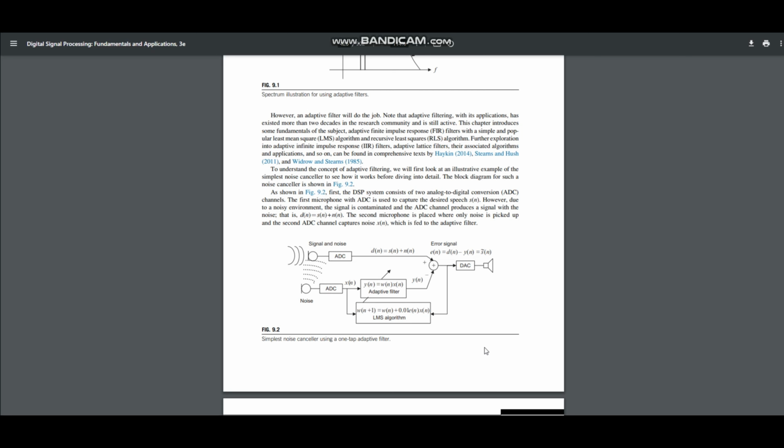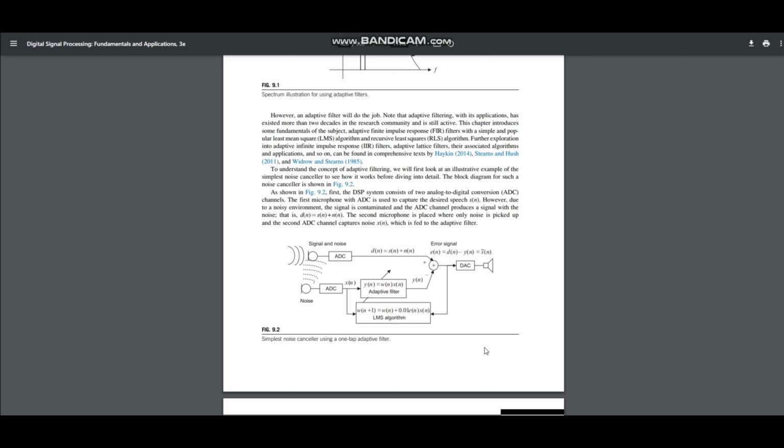Then we cancel out the noise. The noise estimate y of n is subtracted from the desired signal d of n to get the error signal. Then for the weight adaptation, the filter weight omega is updated using the error signal e of n and the reference noise x of n. The weight is adjusted to minimize the error, which corresponds to minimizing the noise in the output signal.